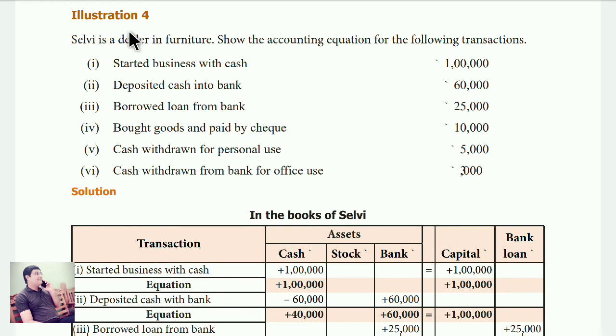Now next, illustration 4. Selvi is a dealer in furniture. Show the accounting equation. Whenever they mention accounting equation, you have to prepare the accounting equation. So started business with cash. In cash and capital it is a plus. So write the answer, started business with cash, in the transaction.